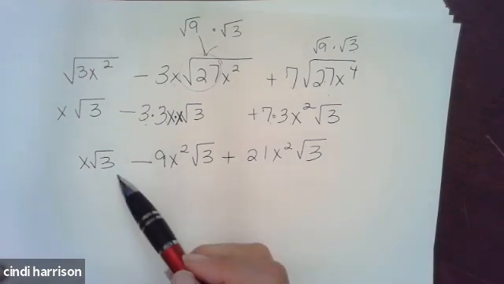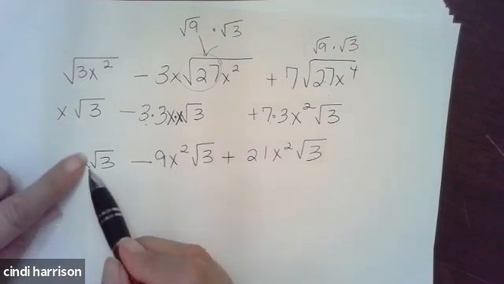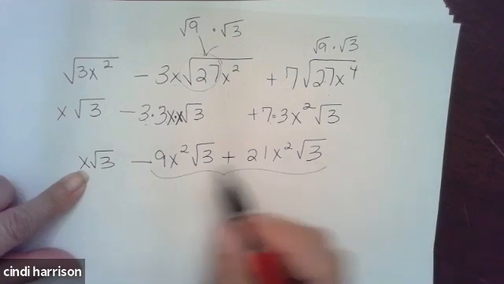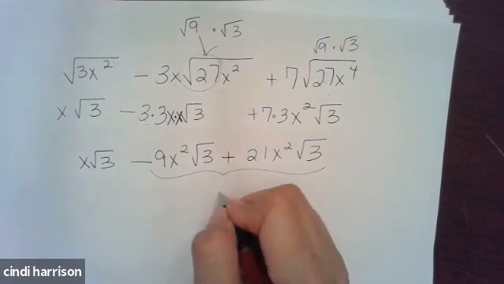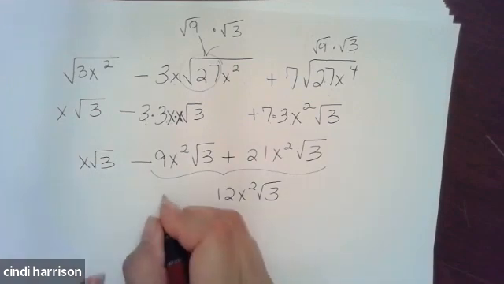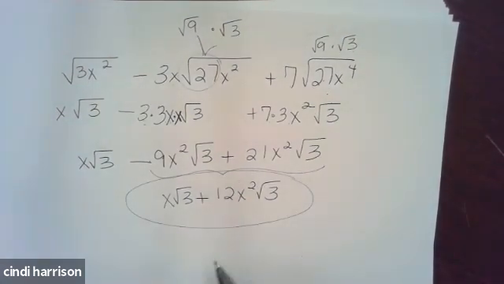All right, so are these all like terms? Well, yes and no. They all have the same radical part, but I can't combine an x with an x squared. So I'm going to combine these two, negative 9 plus 21. So that gives us 12x squared, square root of 3. And then this just goes in front of it, like so. So again, the square roots of 3 make them like terms, but you also have to take into consideration the coefficients, and those cannot be combined. So that would be as much as you could do there.